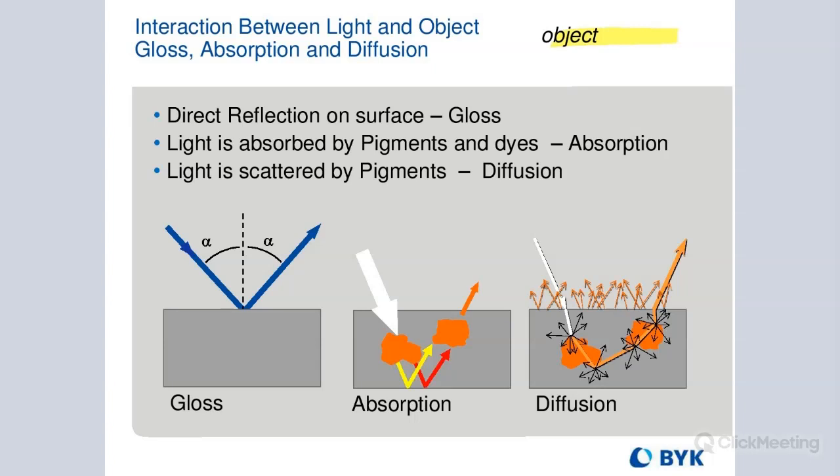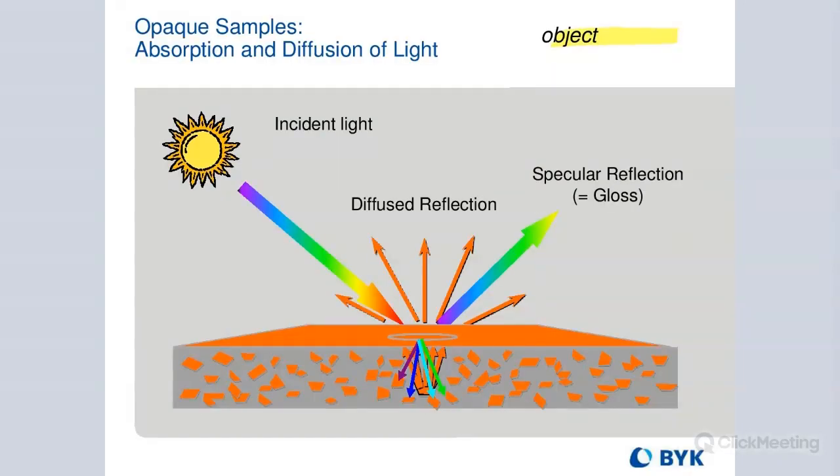And there's a lot that happens when you look at a coating. Obviously the gloss has an effect, the absorption of the pigments, and then the diffusion of the pigments. These are all really big things that change how you perceive a color. And of course, they don't just happen one time, they happen all together. So this is just an example of everything happening at the same time.